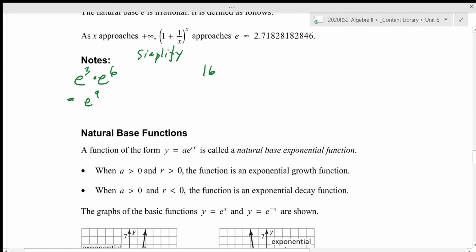If you've got 16e to the fifth power over 4e to the fourth, you simplify it just like we did last chapter. So 16 divided by 4 is just 4. And if we have 5 e's on top, 4 e's on bottom, you're left with 1 e on the top. So this is the same as 4e.